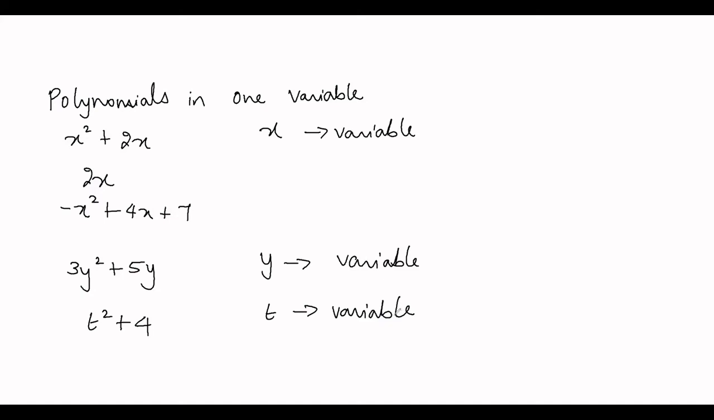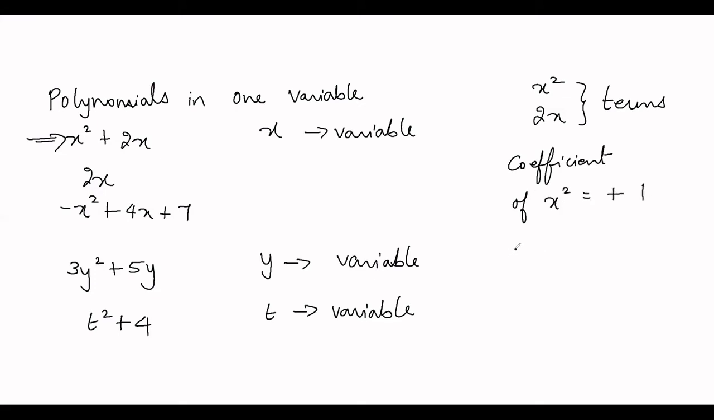Now these are called terms. Let me consider this example, x squared plus 2x. x squared is one term and 2x is the other term. So these are called terms of the polynomial. Each term of a polynomial will have a coefficient. For example, coefficient of x squared is equal to positive 1. Coefficient of x is equal to positive 2 in this example. Now if I were to consider this example, coefficient of x squared is minus 1, coefficient of x is 4, and the constant term of course is 7.